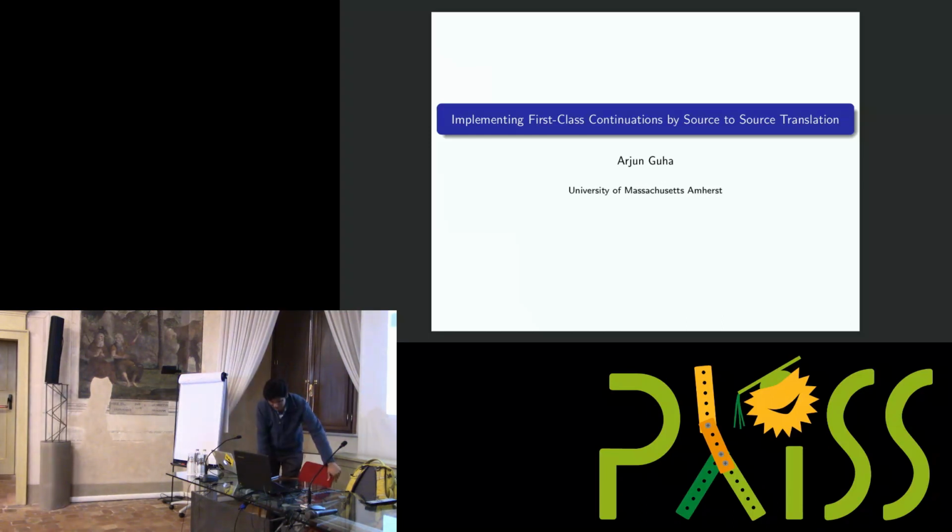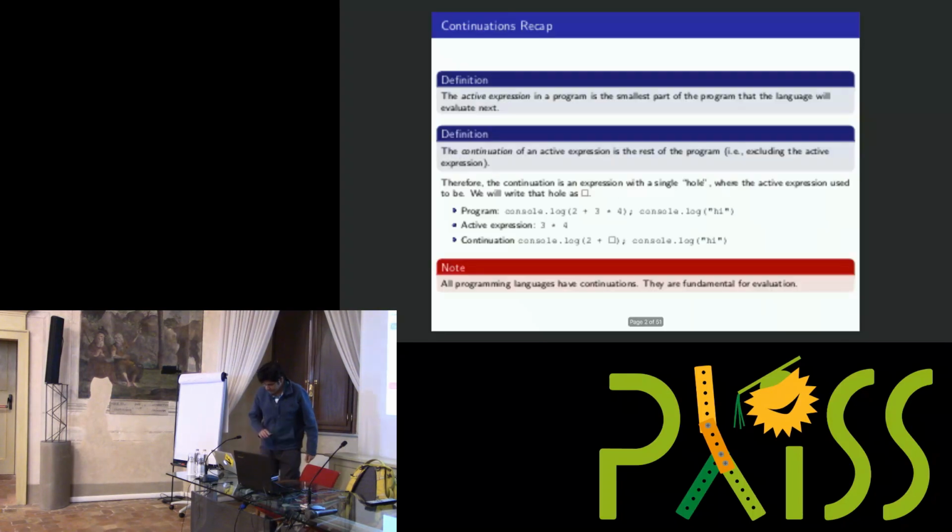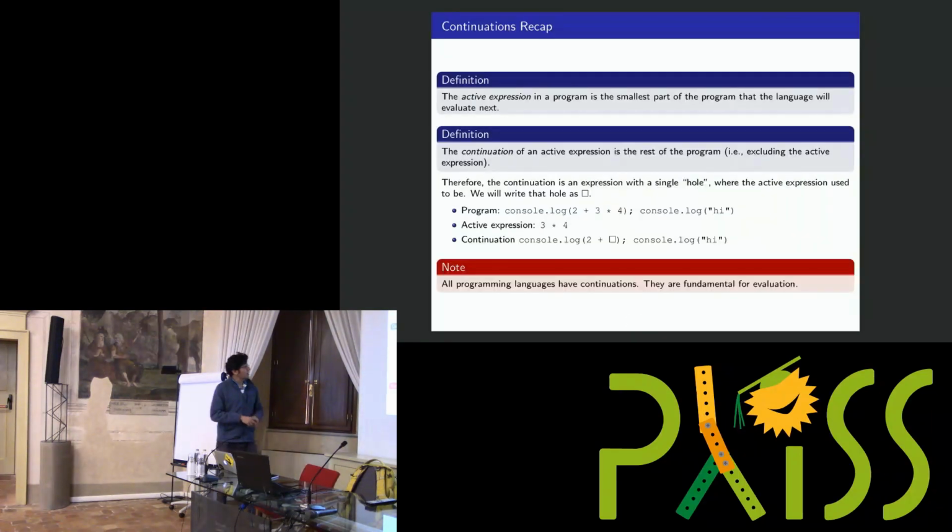All right, so this is part 2 of first-class continuations. I'm going to begin with a 2-slide recap of what we talked about yesterday morning, since there were a couple of intervening talks and drinks. And then we'll get on to how to implement first-class continuations by source-to-source translation. Okay, so just 2 slides.